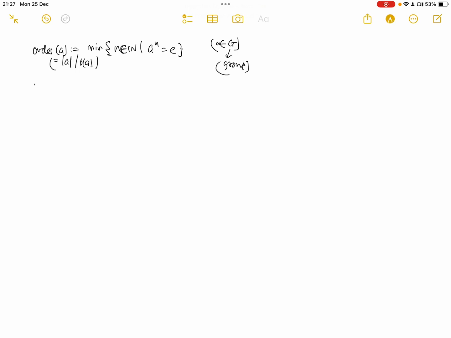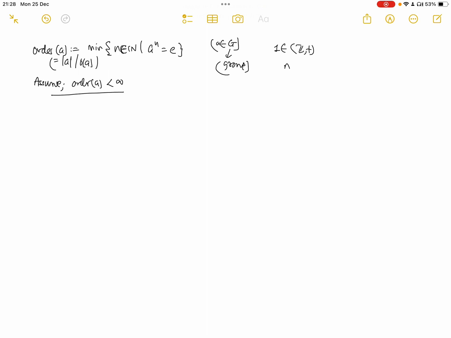Now, assume the order of A is finite, because it may be the case that it is not finite. For example, if you take the element 1 in the group Z under addition, we have seen that this is a cyclic group generated by the element 1. There is no natural number such that whenever you add one that many times you will end up having zero, right? So that order is infinite. So here we're assuming the order of A is finite.